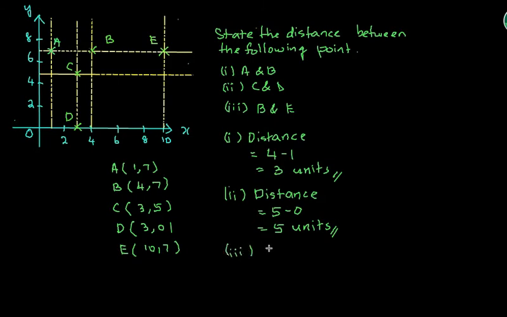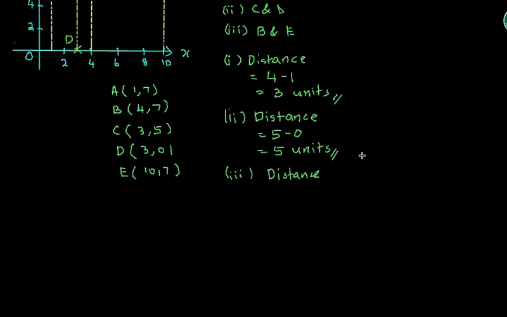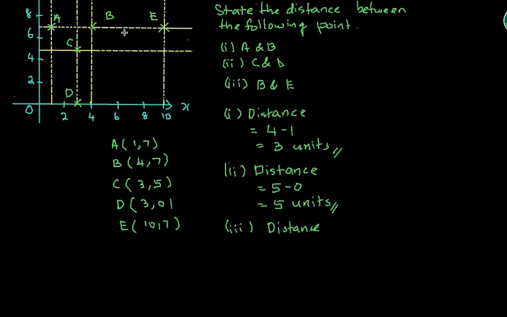Okay, the last one. Want to find the distance between point B and E. You try to look at the coordinates for these 2 points, whether they have the same x coordinate and or y coordinate. So B and E, they have the same y coordinate. So you just find the difference between their x coordinates. So it will be 10 minus 4, which is 6 units.